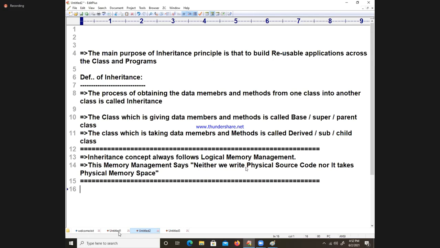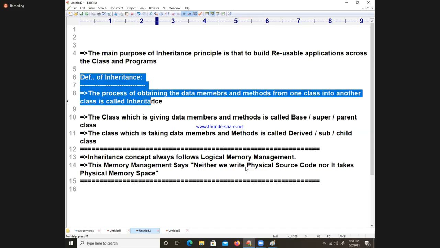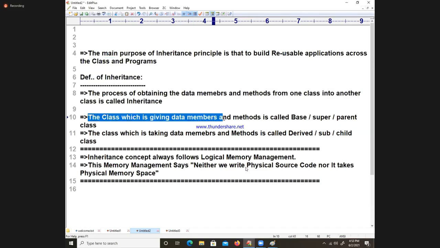So for my satisfaction, the main purpose of inheritance is to build reusable applications across classes and programs. Definition of inheritance done. The class which is giving the data members and methods is called the base, super or parent class. The class which is taking the data members and methods is called the child class. Now I am going to introduce types of inheritances. All object oriented programming is working on memory management.